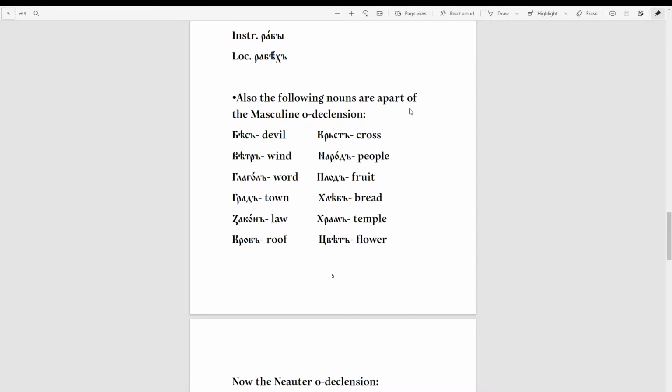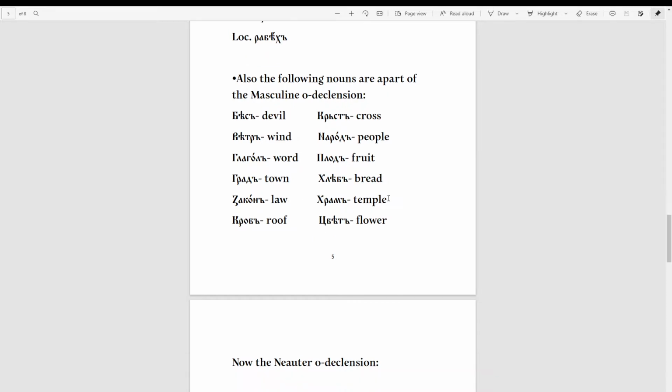And here are the following nouns that are a part of the masculine o-declension. Bas, devil. Vatre, wind. Glagola, word. Grad, town. Zakon, law. Krov, roof. Kristi, cross. Narod, people. Plod, fruit. Chlab, bread. Hram, temple. And Svat, flower. These are just examples. These aren't all of them.